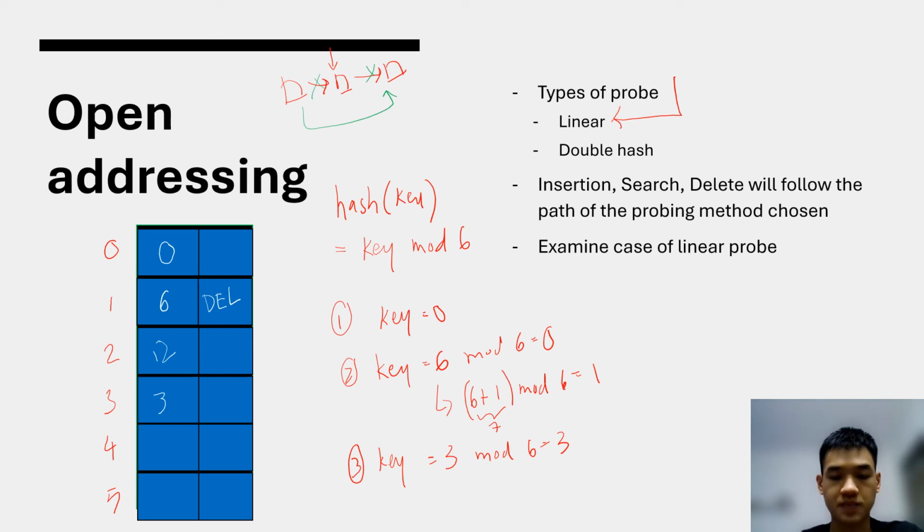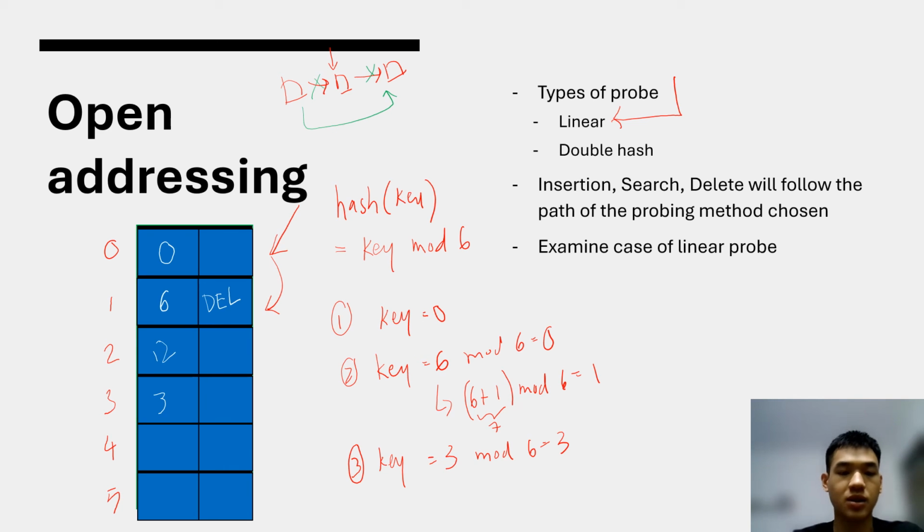This is because if I want to search for 12, 12 modulo 6 is 0, so I will go here. Keep in mind 12 is already inserted for this example. I go to 0 and then I linearly probe. So 12 plus 1 mod 6 gives me 1. So 13 mod 6 is 1. I will go here.